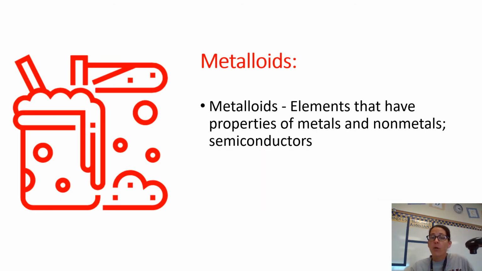So metalloids are pretty cool. A metalloid would be something in between a metal and a nonmetal. They have properties of both. They might be a semiconductor, meaning they might let electricity through or maybe let a little bit of heat through. But the cool thing about metalloids is they have characteristics of both. Makes them a little bit confusing, but kind of neat all at the same time.